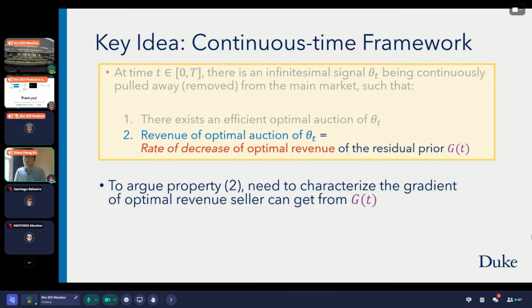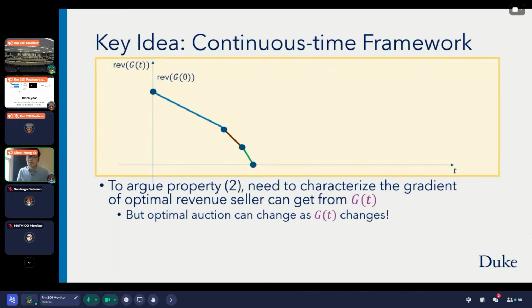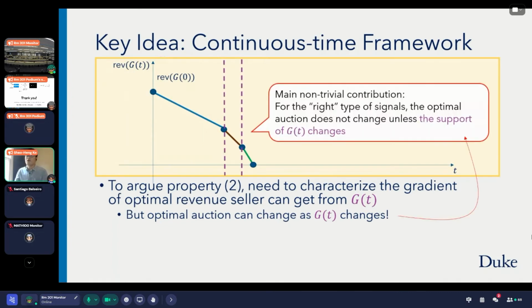So to argue the second property, we need to analyze both the optimal auction for the constructed signals, as well as the gradient of the revenue for the residual prior. And this is not easy since the optimal auction for the residual prior can actually change at any instant. So to clear this hurdle, we need to show that for the right construction of signals, the optimal auction doesn't actually change unless the support of the residual prior has changed.